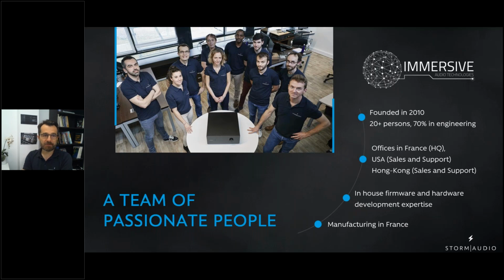The main office is mainly driven by R&D. We have 70% of our team being developers and engineers in all the different domains, whether it is electronics, software, hardware, or mechanics. We have two other offices, with one subsidiary in the US that takes care of distribution, sales, and support. And in Hong Kong, we have someone taking care of mainly the Asian and Australian markets, also doing sales and support.